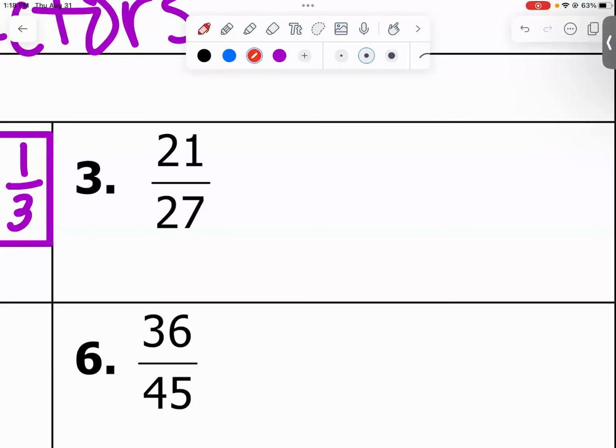Number 3 is not in simplest form. There's a common factor. What is it? It is 3. We can take 21 and 27 and divide them both by 3. And we get 7 and 9. All right.